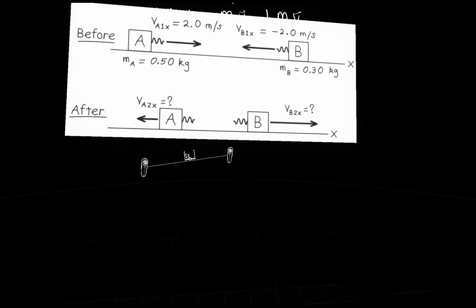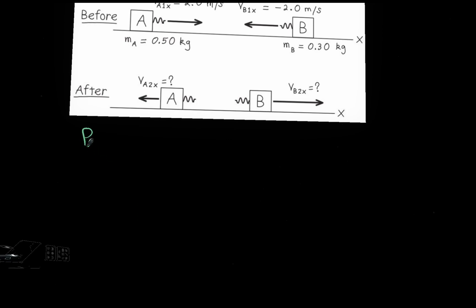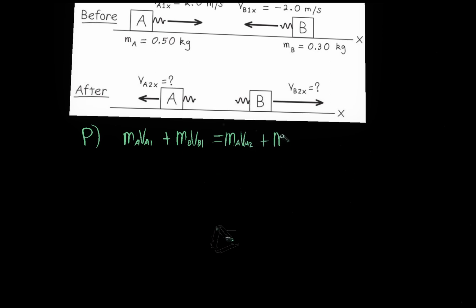So where we would start is by writing our conservation of energy equations and momentum equation. So I'll start with momentum, and I'll say P here. So P: ma va1 plus mb vb1 is equal to ma va2 plus mb vb2. So that's from conservation of momentum.